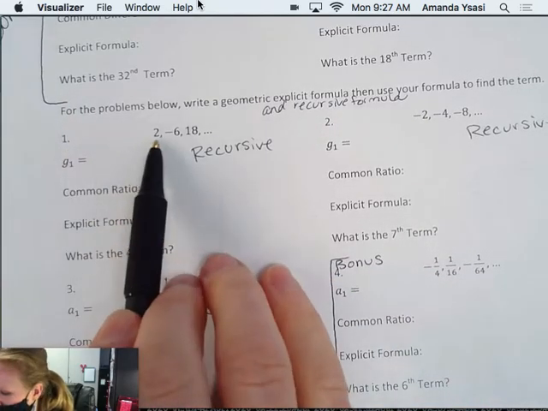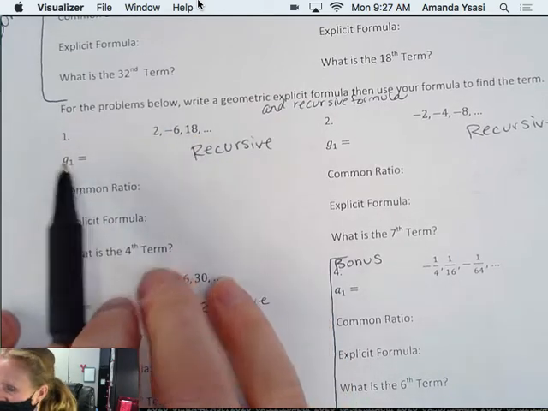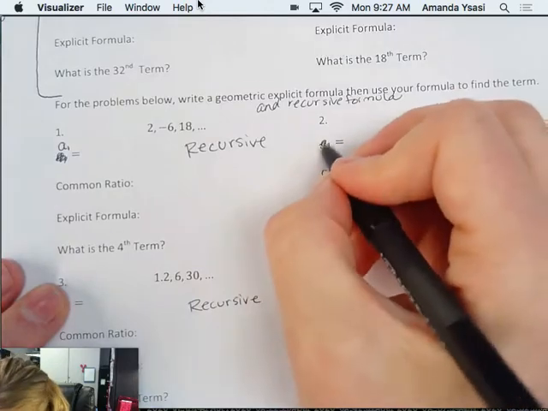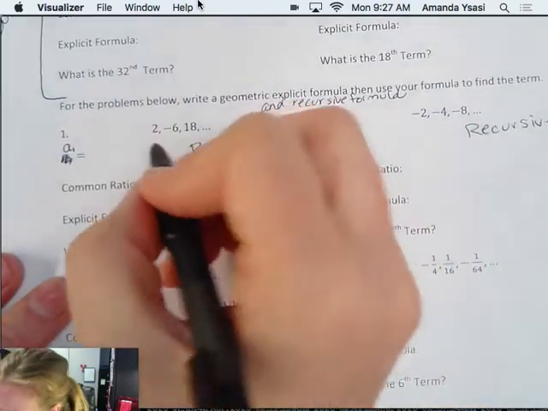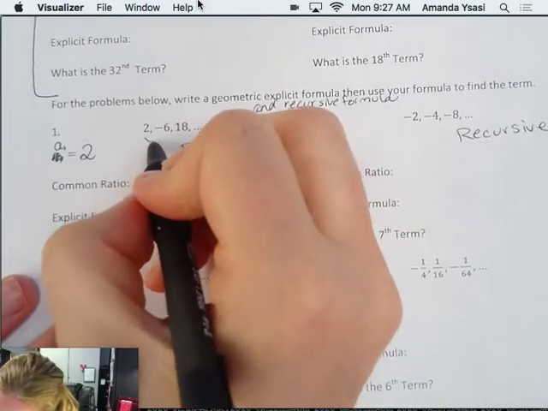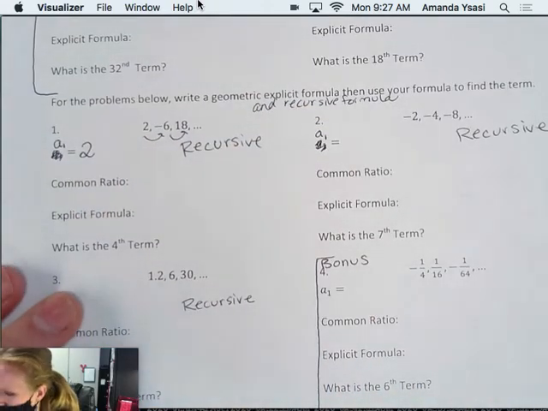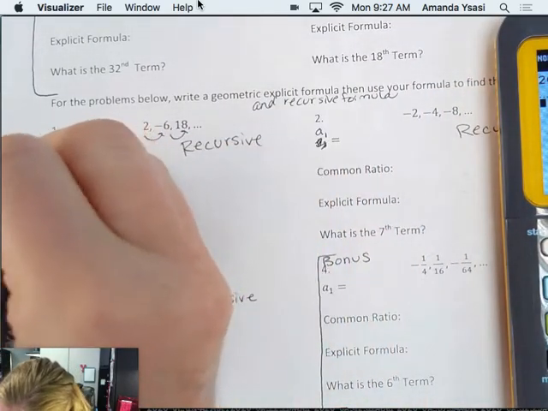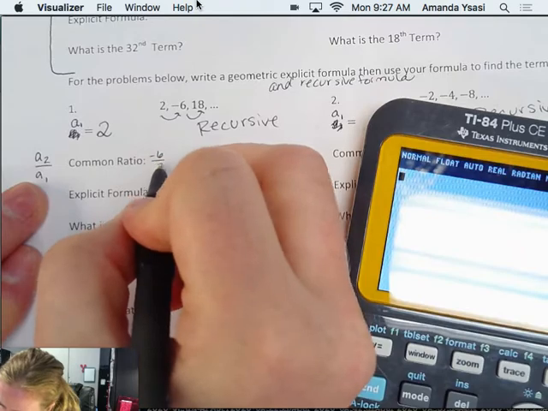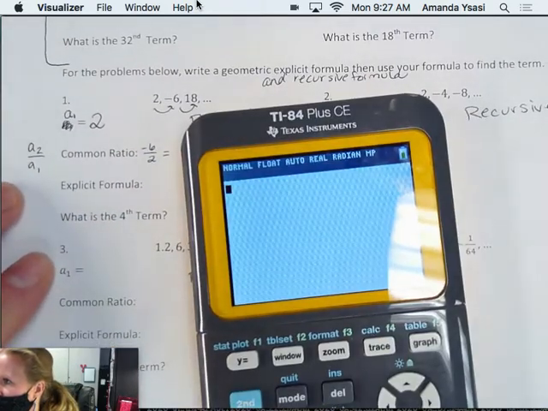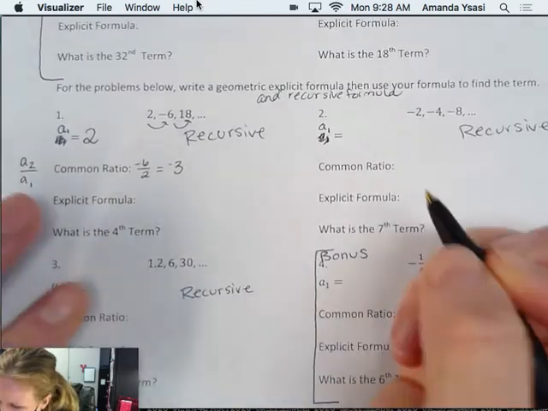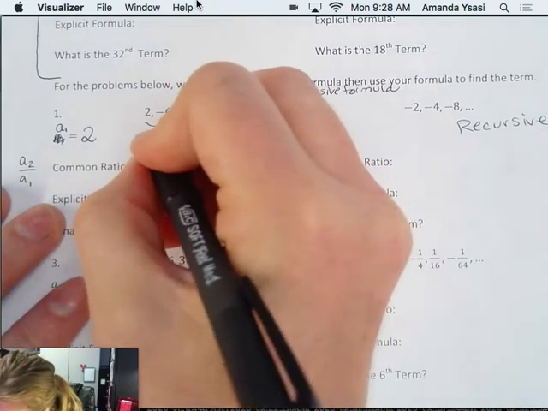Okay, let's look at number 1. 2, negative 6, 18. G1, this should really say A1. I guess they were just trying to say geometric. So this one should say A1 too. So the sequence A1 would be 2. And then your common ratio, what is happening to each one before it? Remember, to find that, you would do A2 divided by A1. We learned that last Friday. So it would be negative 6 divided by 2, which equals negative 3. So our common ratio is negative 3; we are multiplying by negative 3 each time.